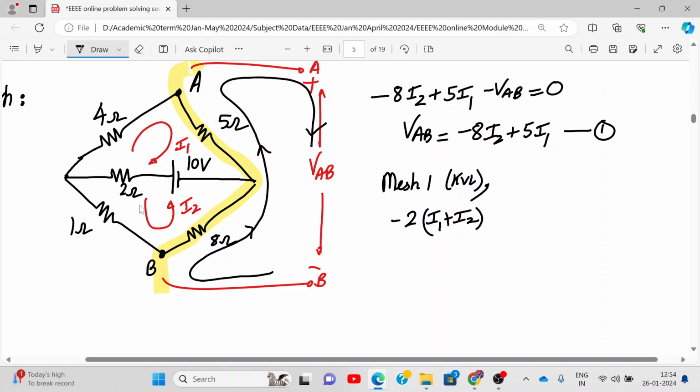Then minus 4I1 minus 5I1 minus 10 or plus 10? Plus 10 is equal to 0. So it will be minus 11 I1 minus 2 I2 is equal to minus 10. Is it correct now?